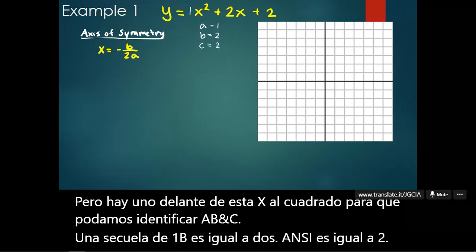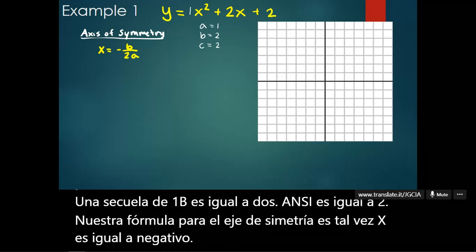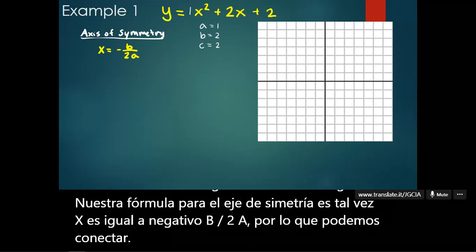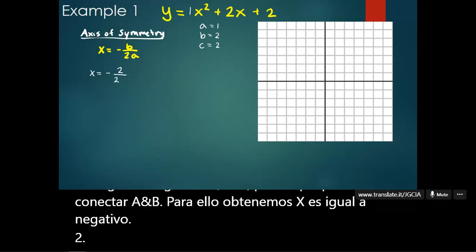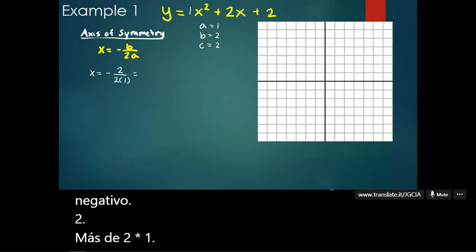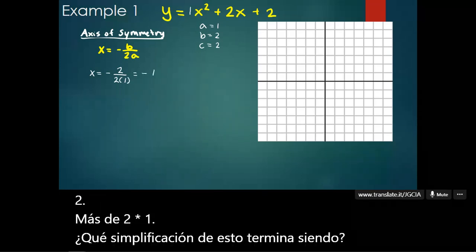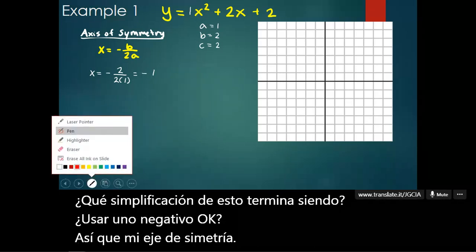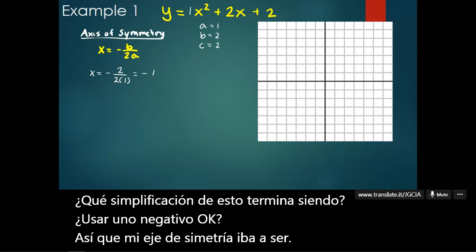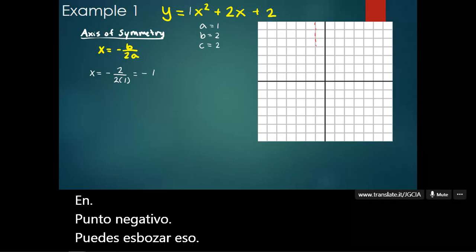Now our formula for the axis of symmetry is going to be x equals negative b over 2a. So we can plug in a and b. To do that, we get x equals negative 2 over 2 times 1, which simplifying this ends up being just negative 1. Okay, so my axis of symmetry is going to be at negative 1. Let's sketch that on the graph.